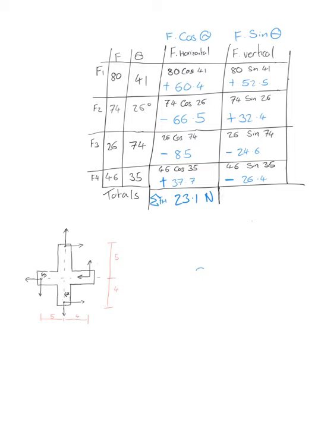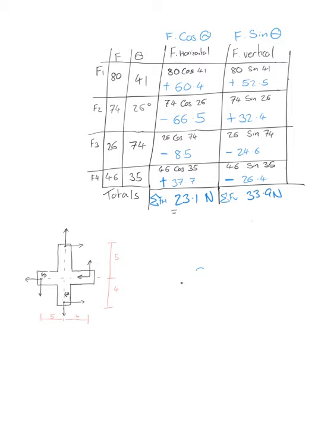I do the exact same thing for my force vertical. To get the sum of my force vertical, I add up all the blue values here, including the sign. So it's 52.5 plus 32.4 minus 24.6 minus 26.4. That should give me 33.9 newtons. Now, what this tells me, first of all, is that both of these things are positive.